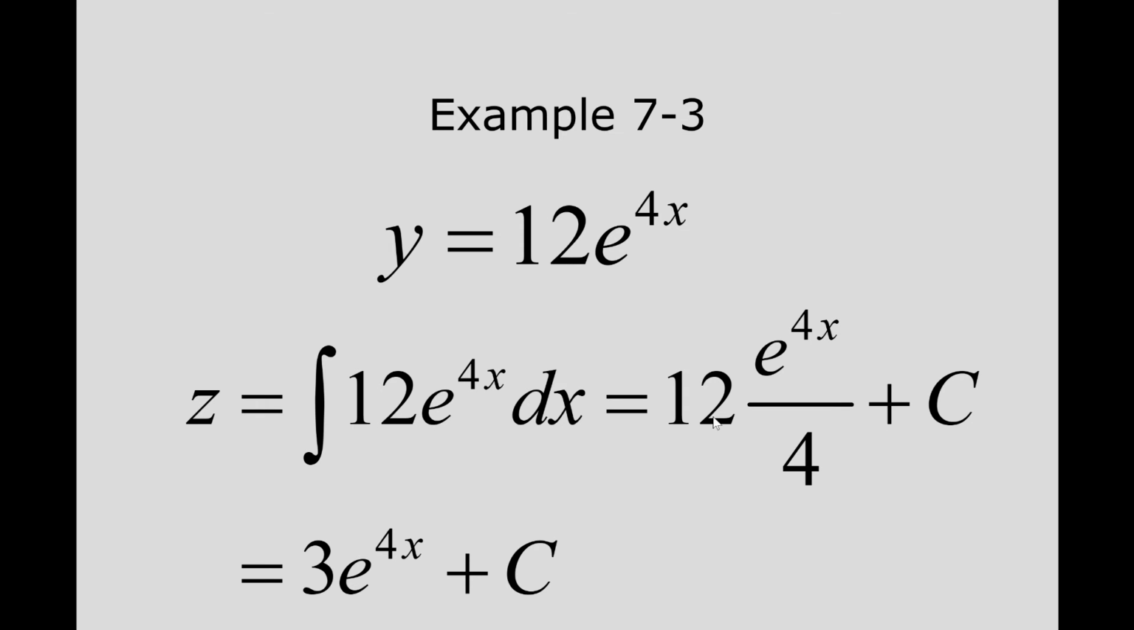So we get 12 times e to the power of 4x over 4. Basically, that one is just using the missing coefficient rule, plus constant c. And then simplified, we get 3e to the power of 4x plus c. As you may notice, the derivative of e to the power of 4x is 4 times e to the power of 4x. So 4 is missing, and that's why we need to divide by 4, the inverse.